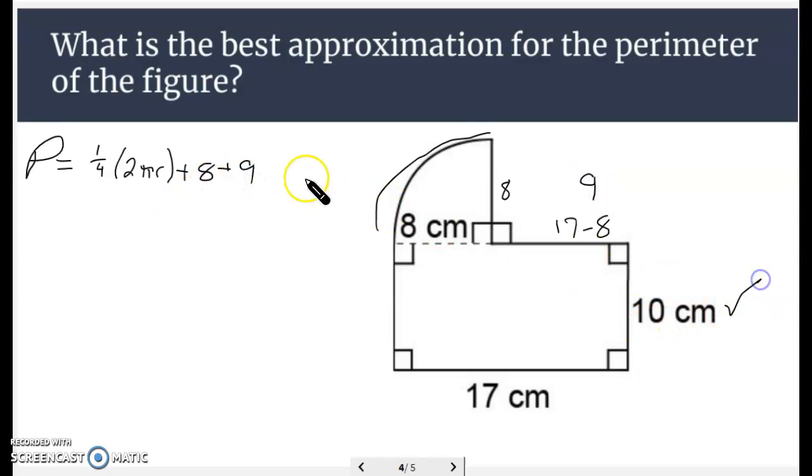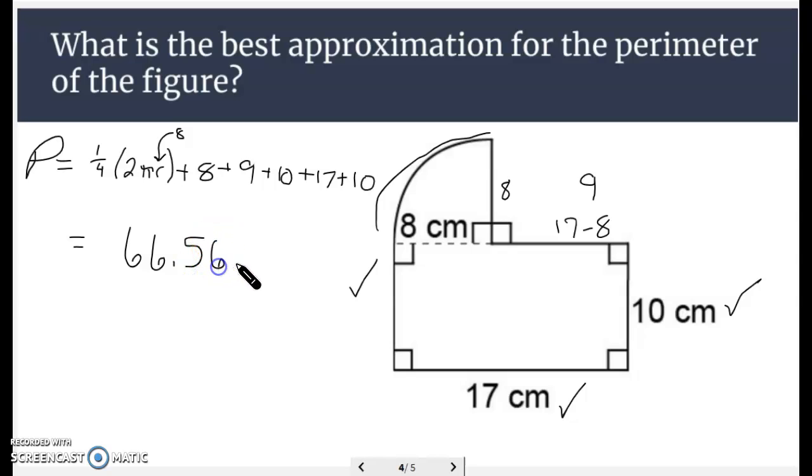Then we have this side here, which is 10. Down here, 17. Over here is 10. And those are all the sides of the partial rectangle here, plus the 1/4 circle, plus the radius 8. 3.14 in for pi, and 8 will also be substituted in for this radius right here. Putting it in the calculator, we get 66.56 centimeters.